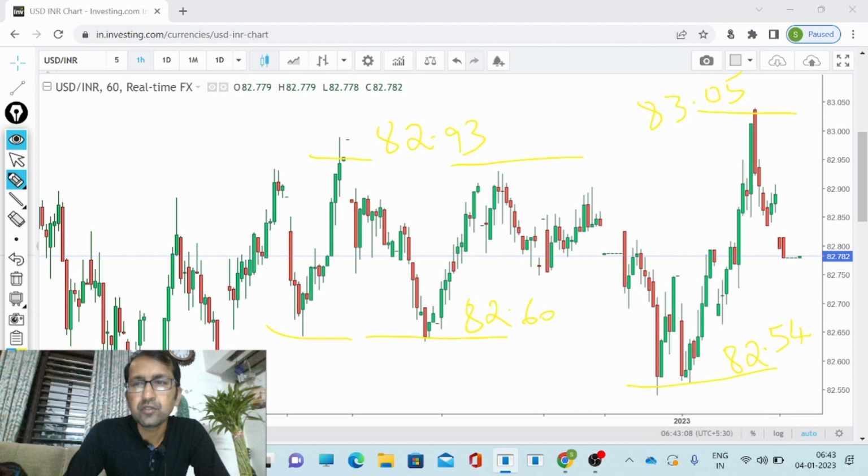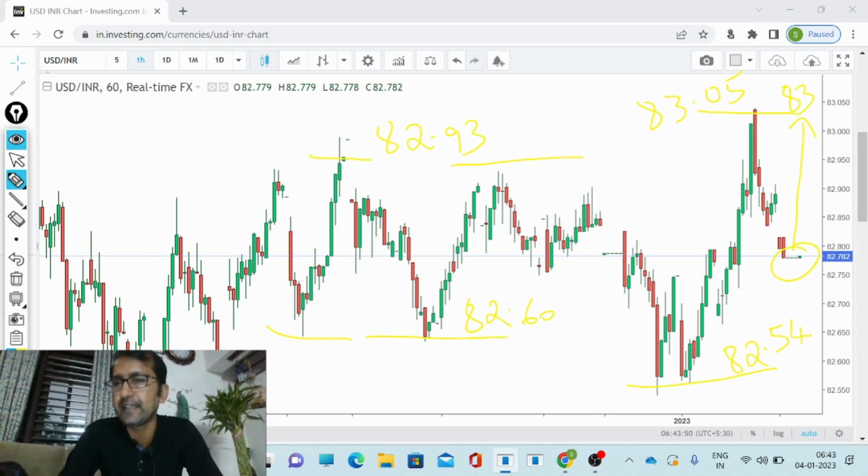Now, how should you proceed with your trade? Currently the USD INR pair is trading at around 82.78. If INR opens above 82.75, 82.75 will be the pivot. So if it opens above that, buy USD INR for a target of 83. So 83 and above you can have a target.